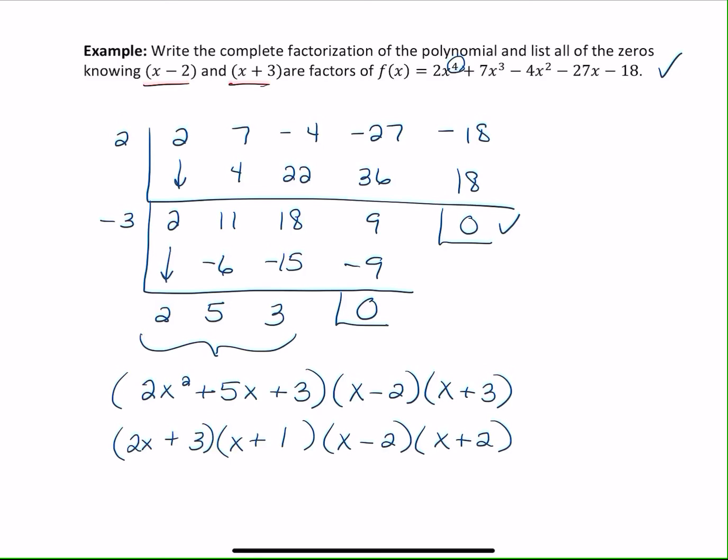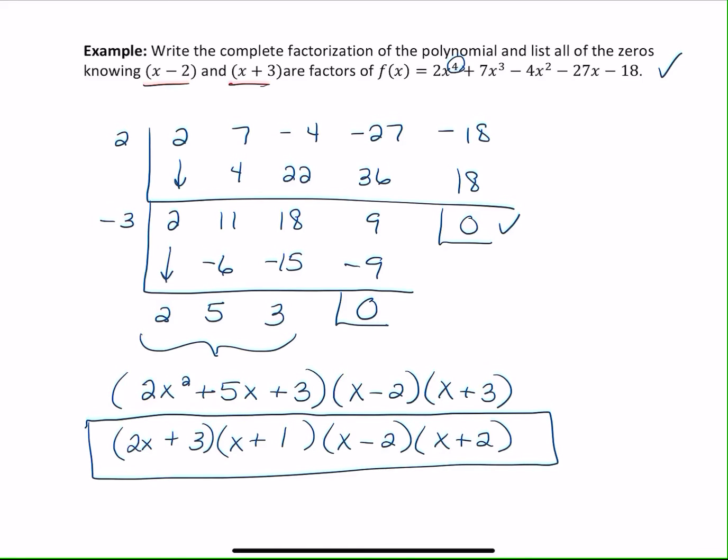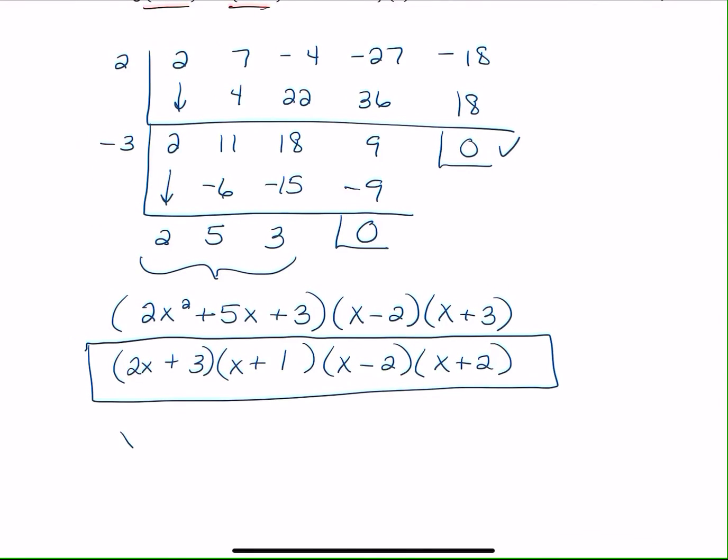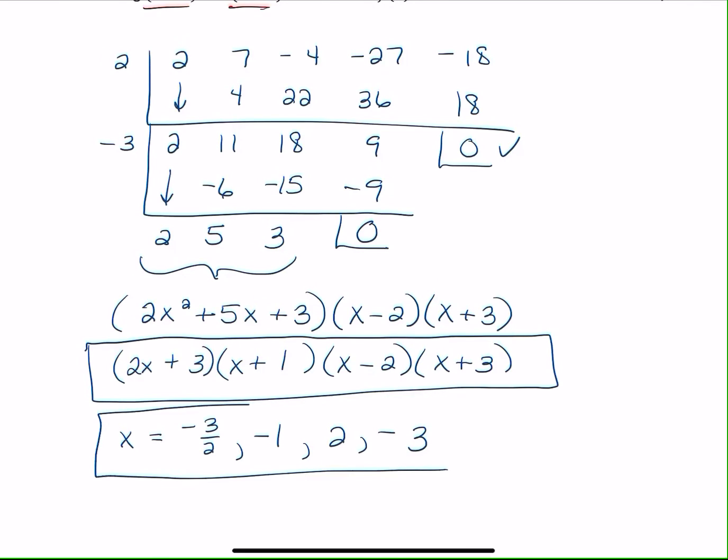So this is my complete factorization when I have it down to all linear terms. And then if it asks for the zeros, you're going to set each equal to 0. So the first one would give me a -3/2. The second one would give me a -1. I've got a +2 and a -2. Oh, sorry, that should be a 3 at the end. So a -3. So those are your 4 zeros of your polynomial.